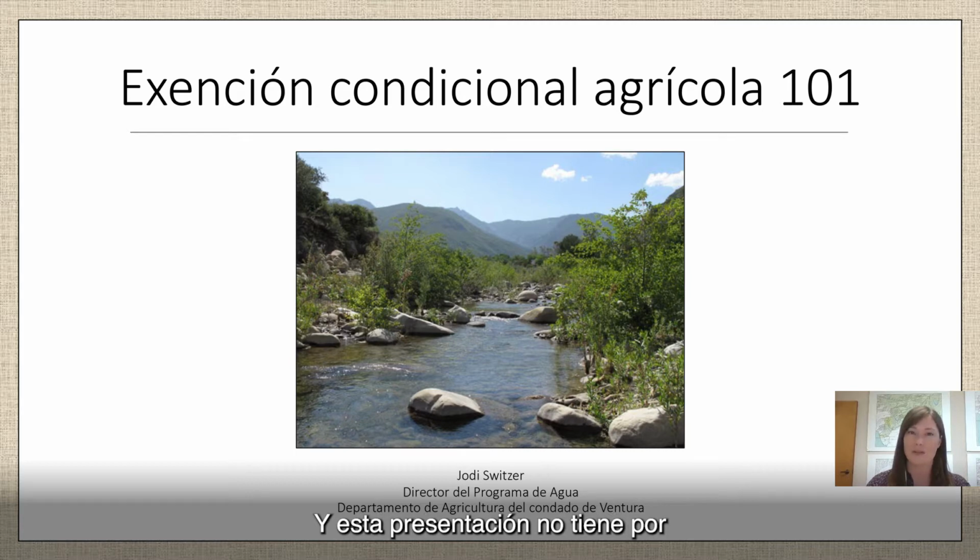And this brief presentation is by no means intended to give you a detailed overview of the Conditional Ag Waiver or VCAL programs, but it should provide an introductory framework for those who are less familiar with this regulatory program and what we at the Farm Bureau do to assist growers.